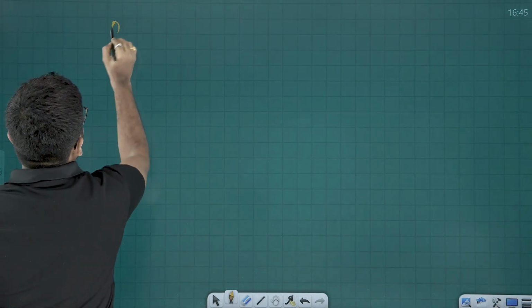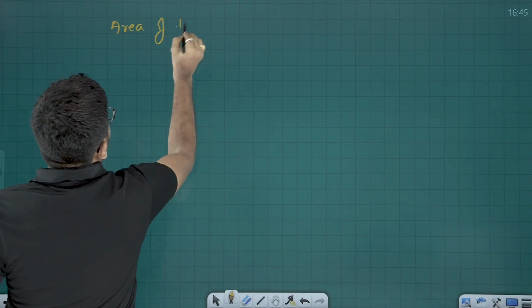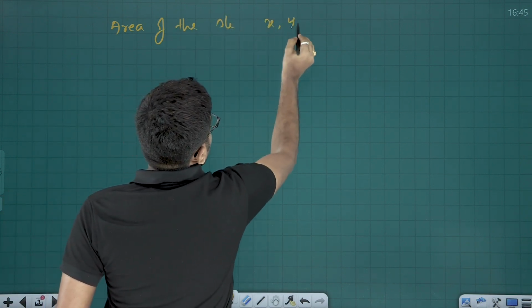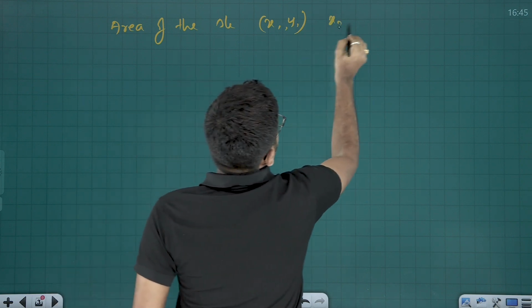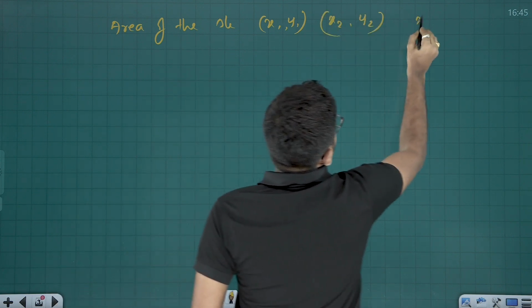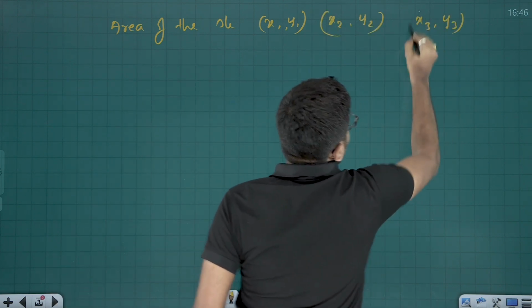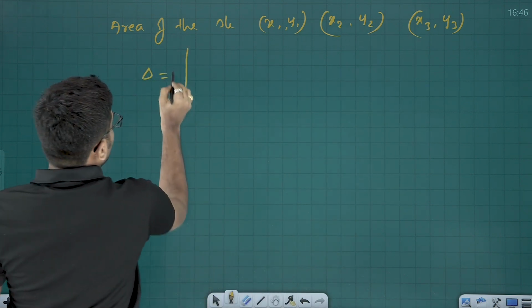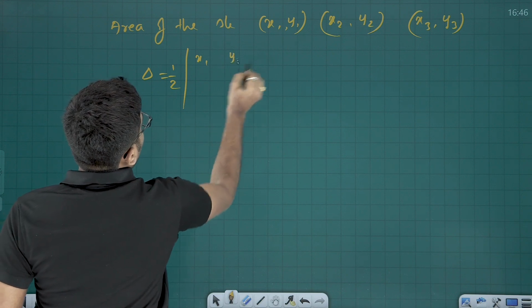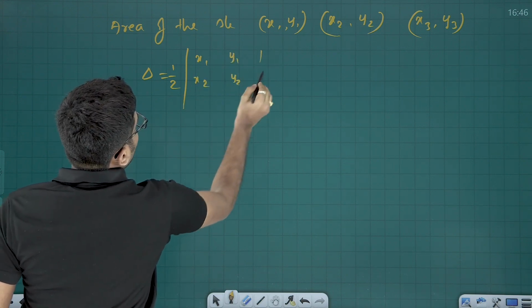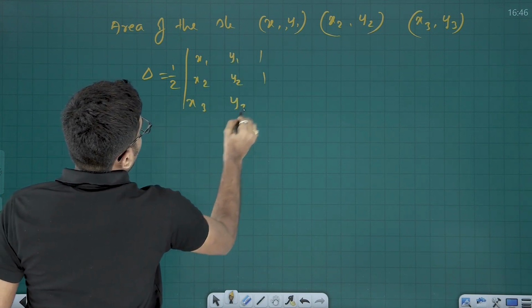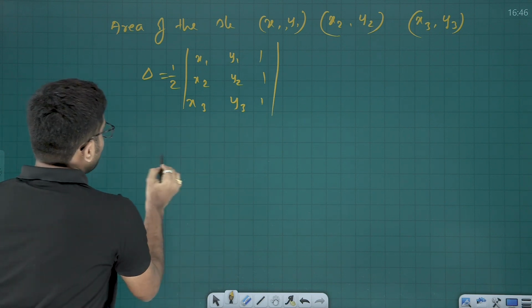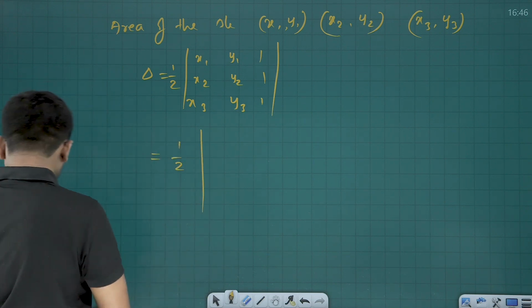Area of the triangle having vertices (x1, y1), (x2, y2), (x3, y3) is delta equals half into modulus of the determinant x1 y1 1, x2 y2 1, x3 y3 1. Now we have x1 y1, x2 y2 and x3 y3, substitute them and simplify it.